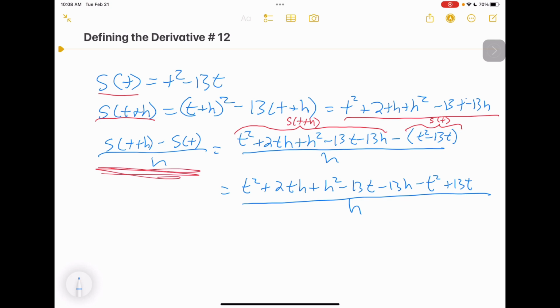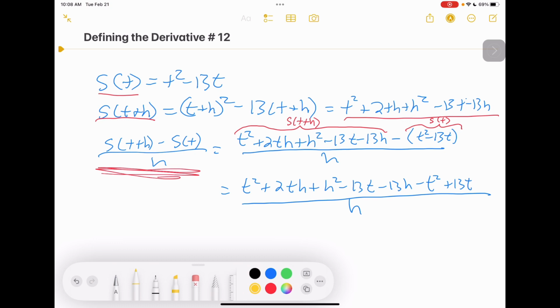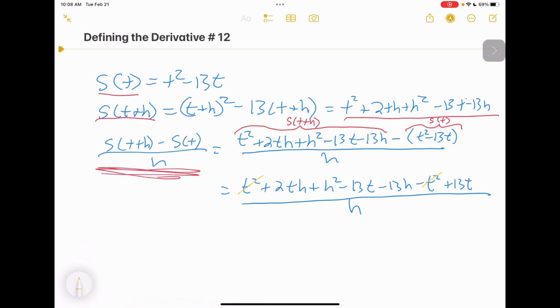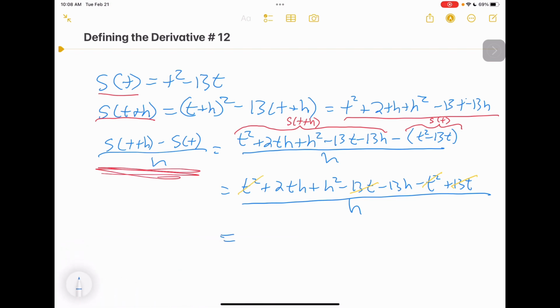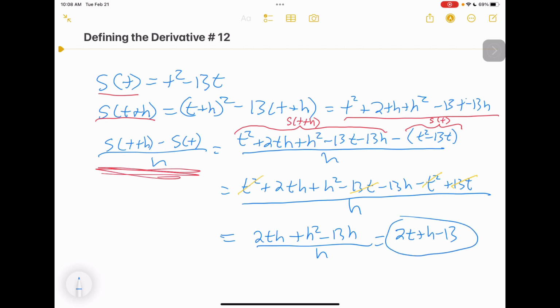So what's interesting here is that anything without an h is going to go away. If it doesn't, we made a mistake. So the t squared subtracts out, the 13t subtracts out, and what we're left with is 2th plus h squared minus 13h all over h. And this is why everything needed to have an h, because that divides out and gives us 2t plus h minus 13. So this is the expression we're looking for.